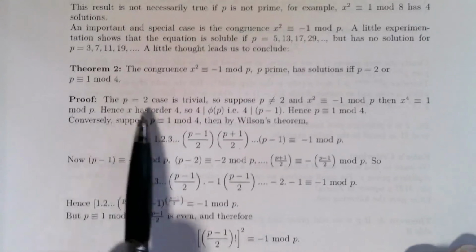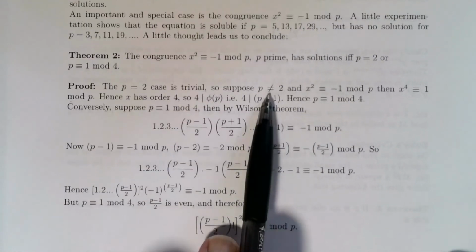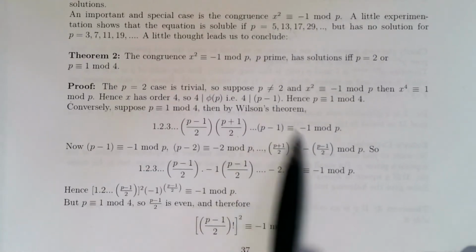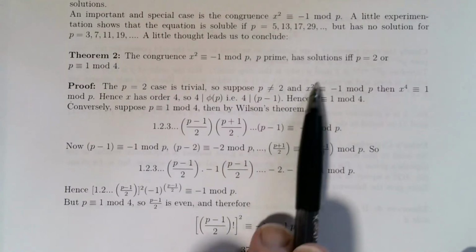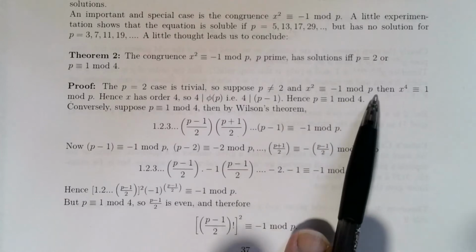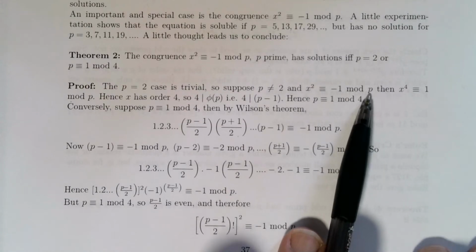The case p equals 2 is a bit of noise at the beginning, that's trivial, so I'm going to suppose p is not 2, and we're going to suppose there is an x such that x squared is minus 1 mod p, and we want to show that p is 1 mod 4. Well, we can square both sides of this.